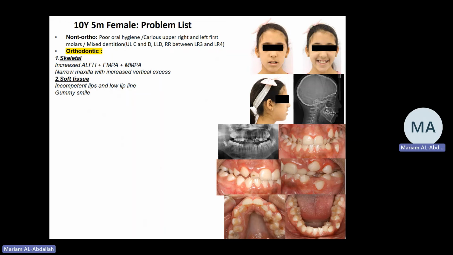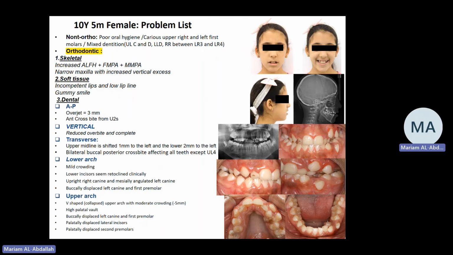Soft tissues, the patient has incompetent lips, low lip line and gummy smile. Otherwise, nasolabial angle is acceptable, labiomental fold is acceptable, thickness of the lips, etc. The other features are acceptable. Dentally, we have a long list. In the anterior posterior, although the overjet is 3 millimeters, I have to mention it because, as we said, we aim for the lower limit of the average. We aim for 2 millimeters. So I need to mention that the overjet, although average, is 3 millimeters.